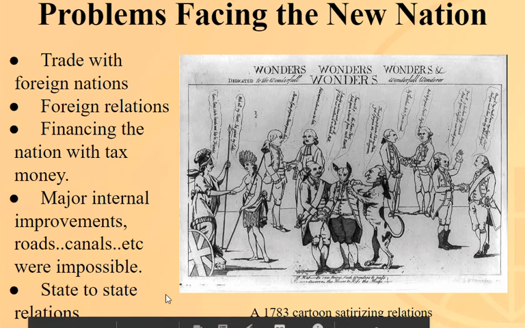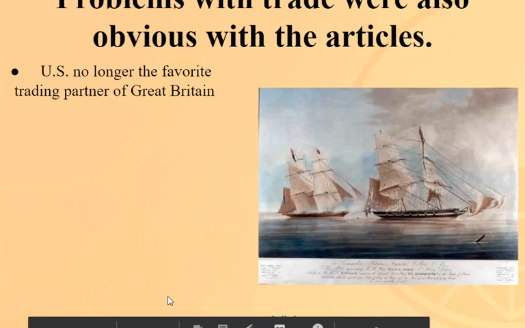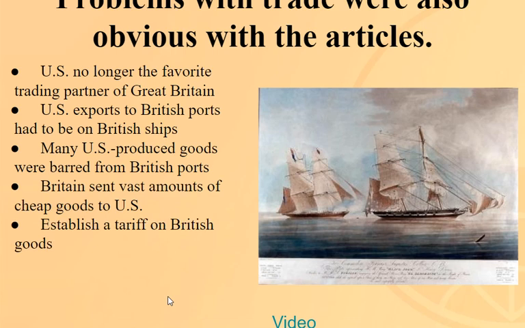And they also couldn't regulate state-to-state relationships. So back then, if Virginia got mad at North Carolina, there was no federal branch or federal power to step in and say, hey, you guys need to get along. Here's some power with trade.